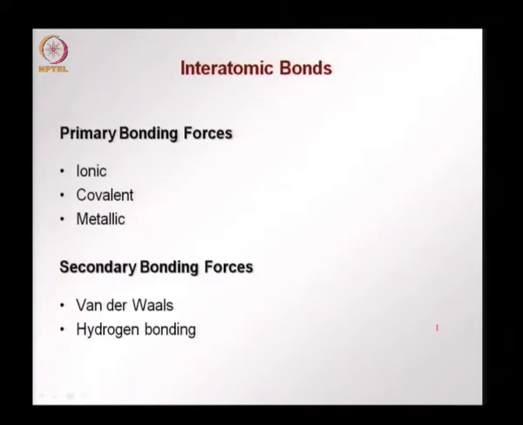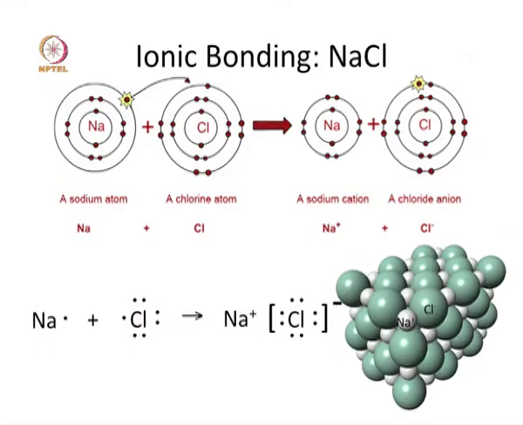Now, there are 5 types of bonding forces. 3 of them are called primary bonding forces and 2 secondary bonding forces. The primary bonding forces we will see are much stronger than the secondary bonding forces. So, we will look in a little bit of detail at each of these cases and see what effects they could have on the material behavior. We start with the ionic bonding with the example of sodium chloride.